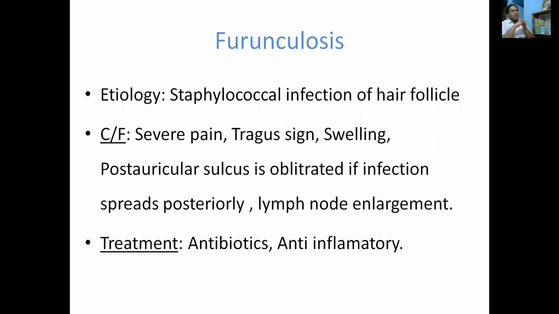Furunculosis is one of the bacterial infections of the external auditory canal, in the hair follicles of the canal. The features may be severe, excruciating pain and tragal tenderness. In some conditions the external auditory canal may be swollen, so it's very difficult to examine the canal. If you touch the pinna and push back, the patient will scream. Such severe pain will be there. The post-auricular sulcus is obliterated if the infection spreads posteriorly, and lymph node enlargement may be involved.